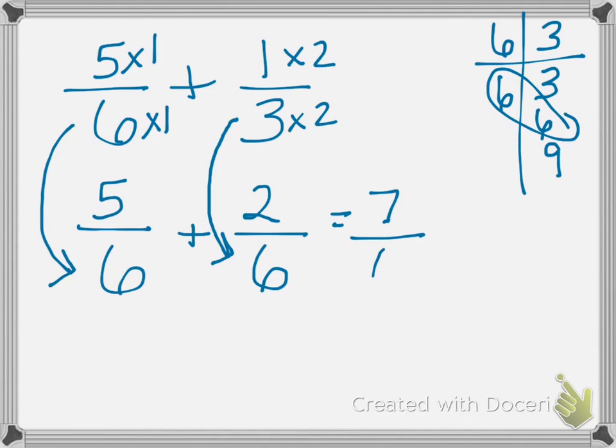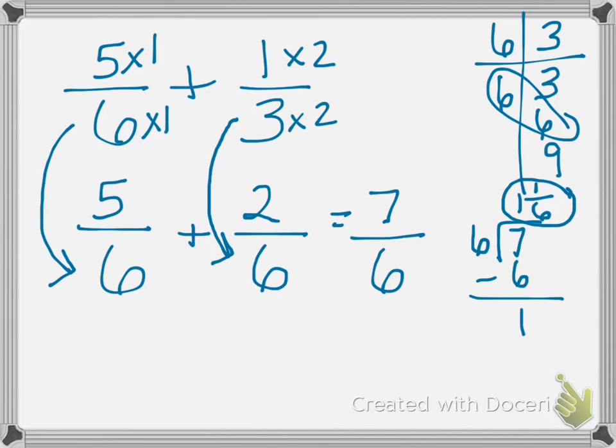If I add these together, I get 7/6. And right away I look at this and I know, yuck, this is not right. This is an improper fraction. So I'm going to have to do a little bit more math to figure out what the answer is. 6 goes into 7 one time. 1 times 6 is 6. I subtract, and I'm left with 1 and 1/6 as my final answer.